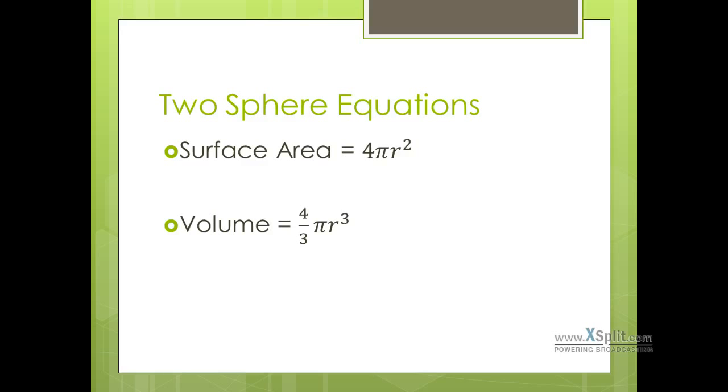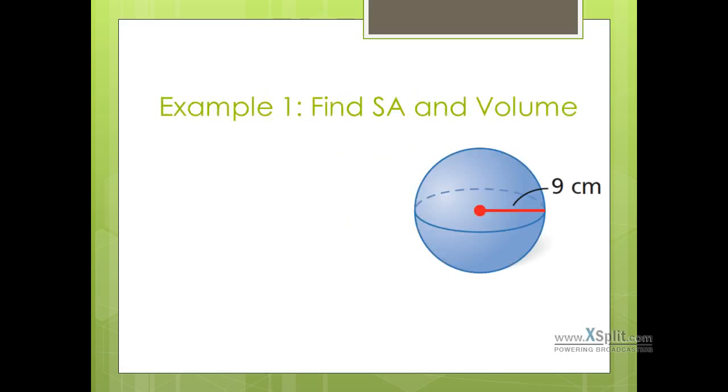Volume. Volume is kind of a unique equation. There's no good rhyme or reason for it that's super evident right away. Without knowing some decent calculus, there's no rhyme or reason for volume, but just roll with it here. 4 thirds, or 1 1/3, times pi r cubed. Those are going to be the 2 equations we're going to use today.